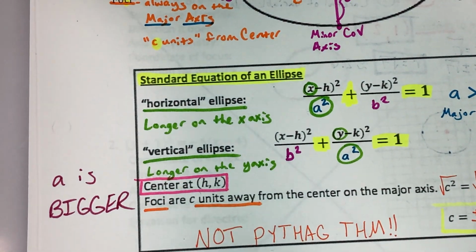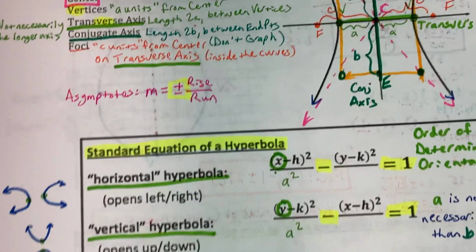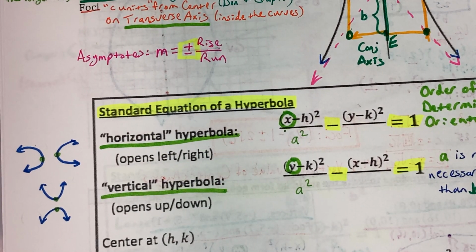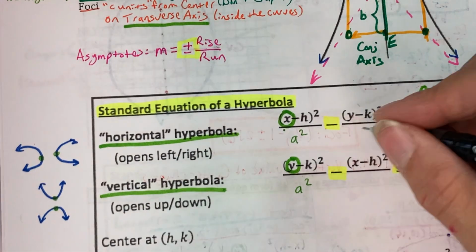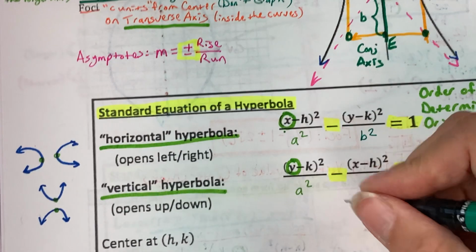Because that's going to be one of our key differences in identifying those pieces in our standard form equation. So if that's A squared, then that means B squared goes under the other fraction. So B squared and B squared.